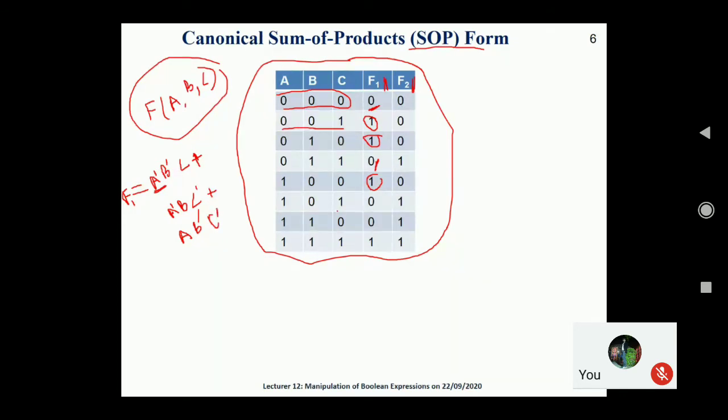Okay, next one is where it is 1? This one is 1. This one is 1. Okay, so we are considering this particular sequence, so we can write plus A, B, and C, because all are 1. But remember, for F1, we don't know whether this is the minimized form or not.